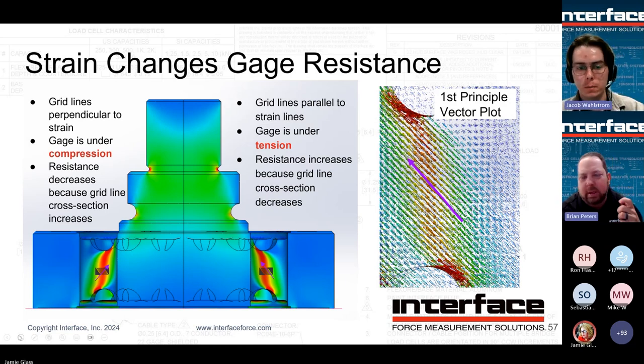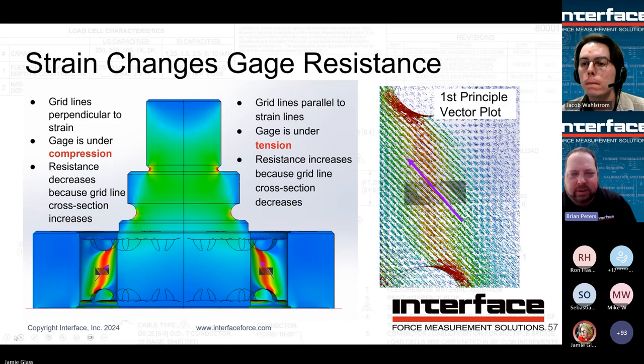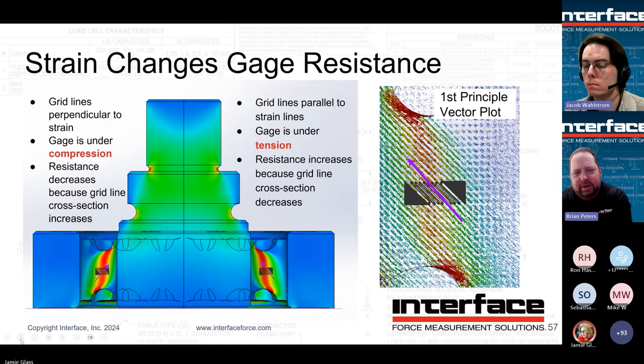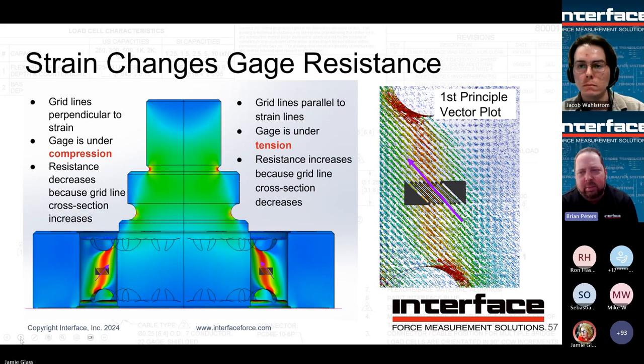Next slide, please. Actually, Jacob, if I can touch on two points here, this is a great view. First, as he's highlighted, depending on where the gauges are and how they're placed, they're going to respond differently to the load. You only need 4 gauges, as we saw for a Wheatstone bridge, but Interface on our low profile load cells will utilize 8 strain gauges per bridge.